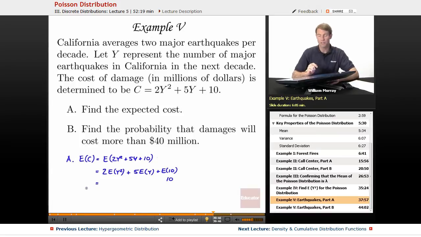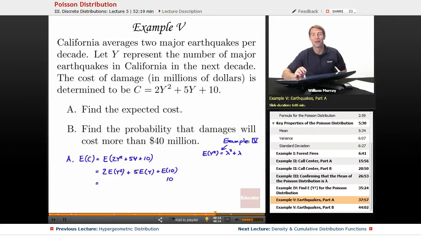Now, 2 times the expected value of y squared. I figured out in example 4 that the expected value of y squared was lambda squared plus lambda. That was in example 4. If you didn't just watch it, then you'll want to go back and look at example 4 and see how we figured that out. So I'm not going to recalculate that now, but you can go back and check the earlier part of the video on example 4 if you haven't just watched it.